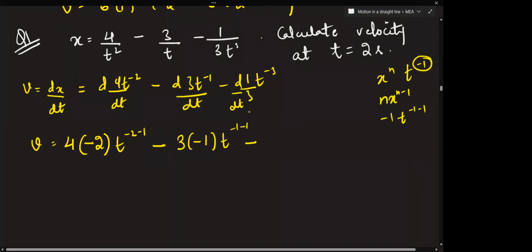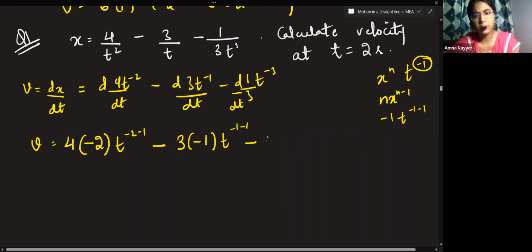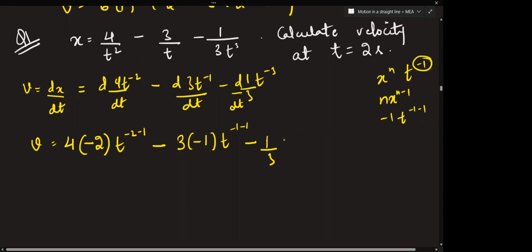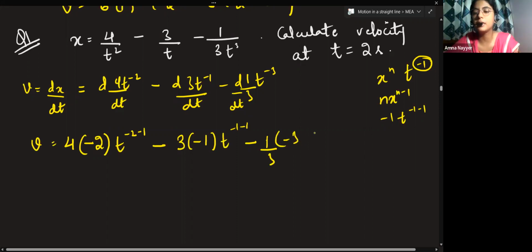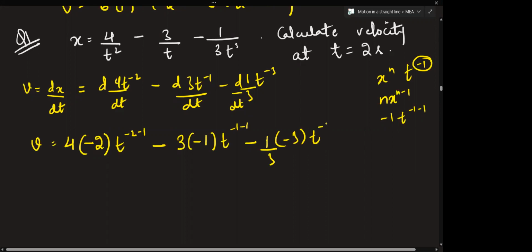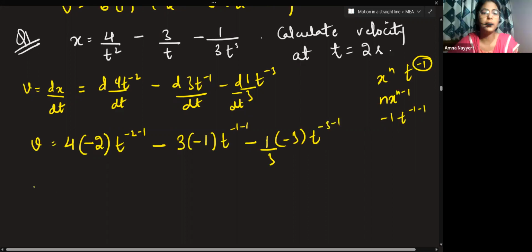Minus 1 by 3. Minus 1, yes, minus 1 by 3. Bracket minus 3. Minus 3 multiplied by minus 3, then t raised to minus 3 minus 1. Minus 3 minus 1. Correct, perfect. That's how we write. So this becomes minus a to the power t to the power minus 3. This becomes minus minus. Okay, this becomes actually plus t to the, because minus 3 is getting multiplied by minus 1. So this is 3 t to the power minus 2.